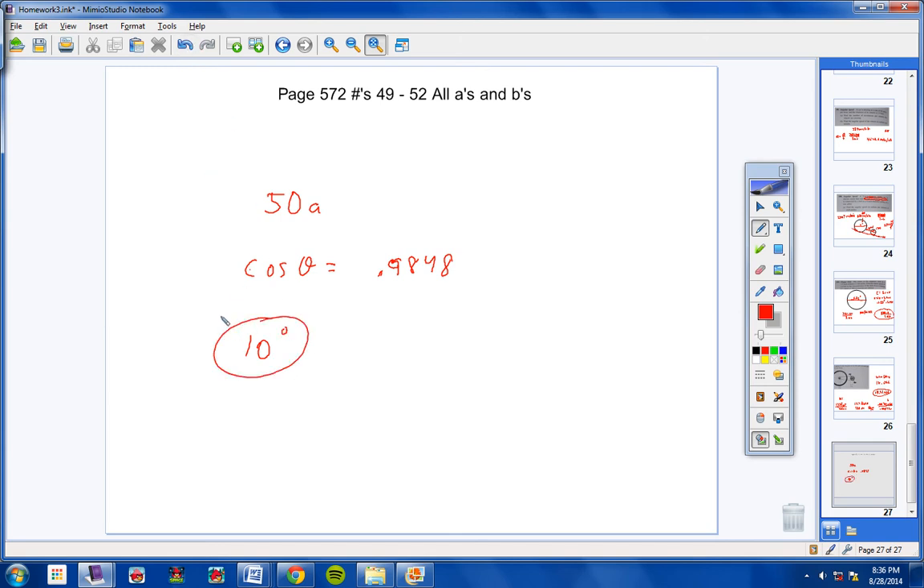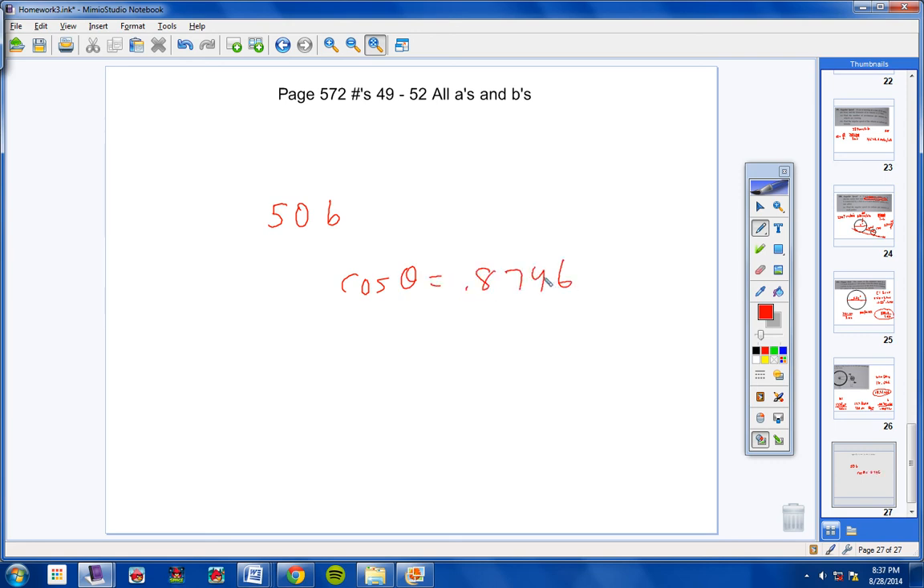Okay, and then for radians, quickly go to my mode, scroll down, hit enter on radians, and we're going to go second cosine of 0.9848, and the radians would be 0.1746. I'm going to round up there, and so there's your radians. Okay, let's take a look at 50B now real quick. 50B is cosine of theta equals 0.8746.